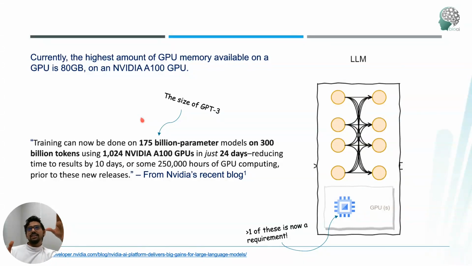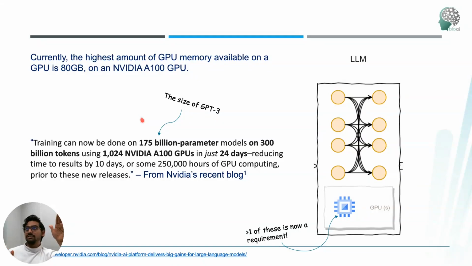What they say is that training can now be done on a 175 billion parameter model on 300 billion tokens worth of training data using 1024 of these 80 gigabyte NVIDIA A100 GPUs. And they say in just, emphasis on just, 24 days, reducing time to results by 10 days or some 250,000 hours of GPU computing. So that's the scale we are dealing with in today's world.